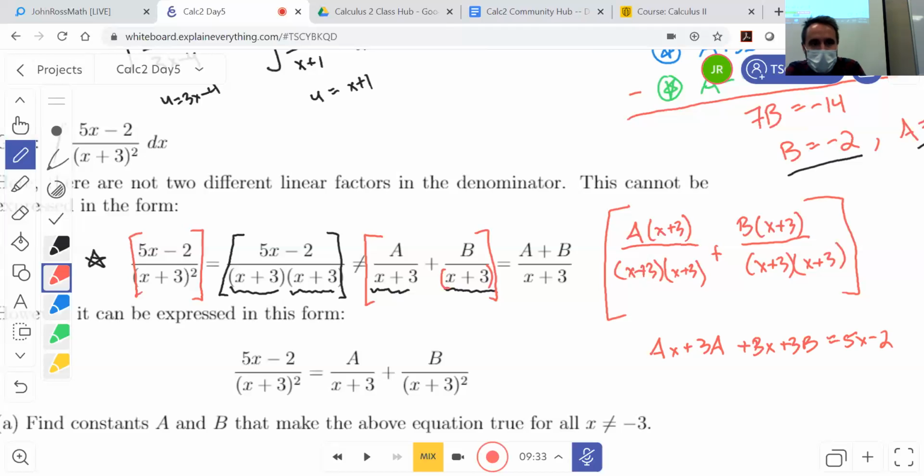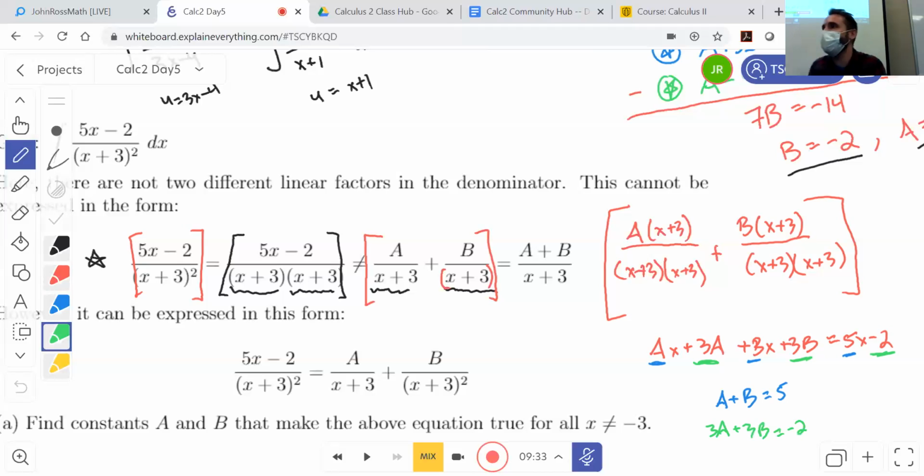We end up seeing, on the one hand, that A plus B equals 5. That's our blue equation. And on the green equation, we'd end up seeing 3A plus 3B equals negative 2. And there's no way that both of those equations can exist simultaneously, or that we can satisfy both of those equations simultaneously. So again, we ended up with A plus B equals 5, that was in blue, and 3A plus 3B equals negative 2, that was here in green.